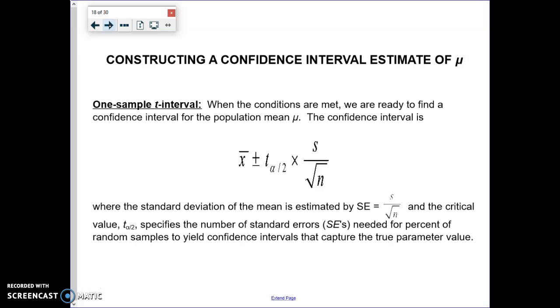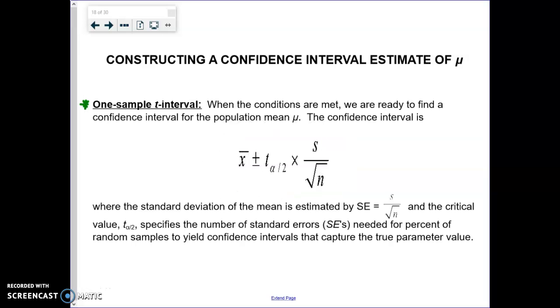When you're creating an interval that estimates the population mean, we call that a one sample t-interval. When the conditions are met, those conditions were, again, that we're dealing with a simple random sample, that's our sampling process, and either the population we draw the sample from is normal, or if it's not normal or we don't know what shape it is, then our sample size is greater than or equal to 30, we can construct a confidence interval using this formula right here. Now, it looks kind of ugly, but really it's easy to use.